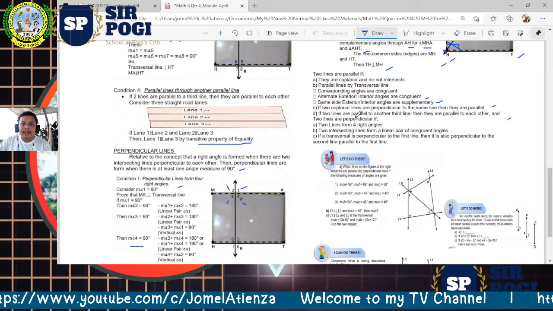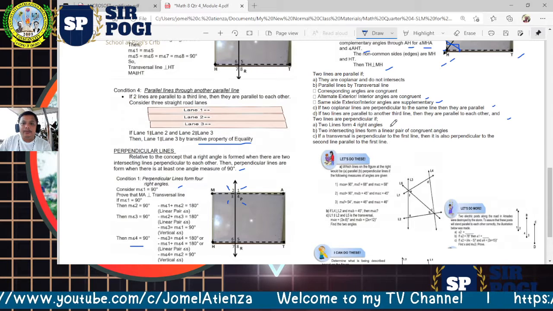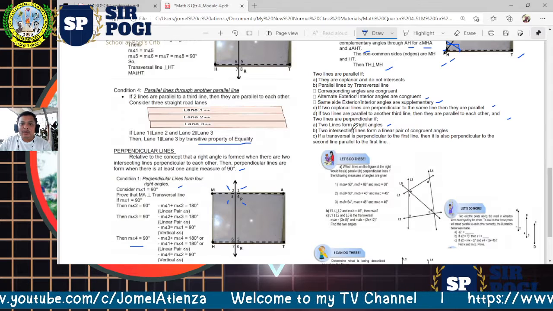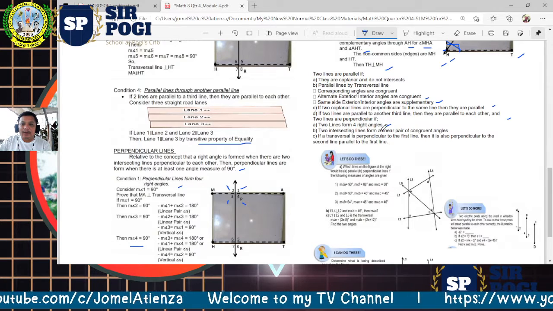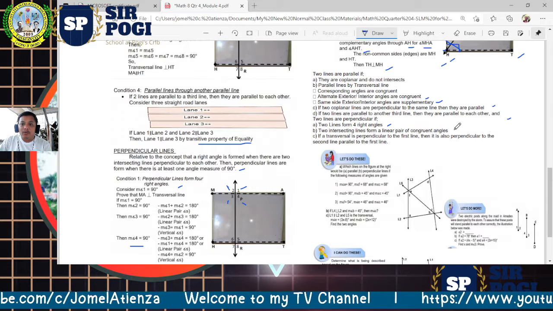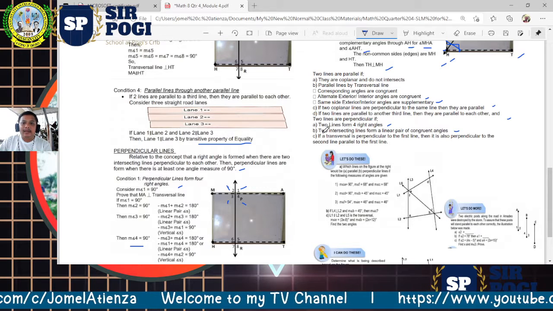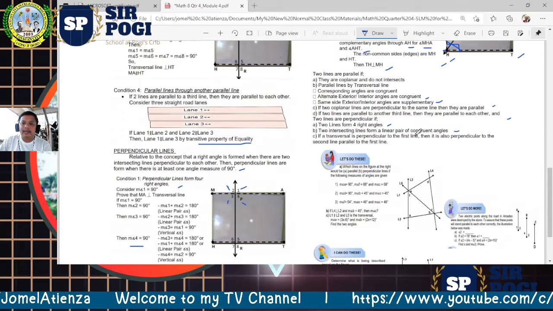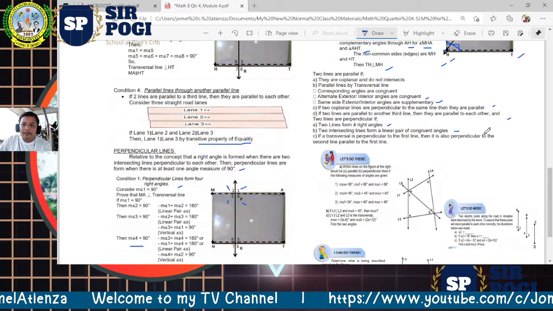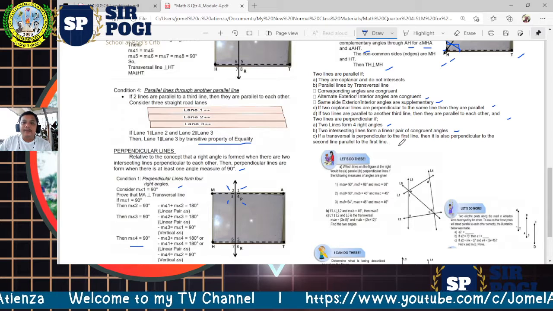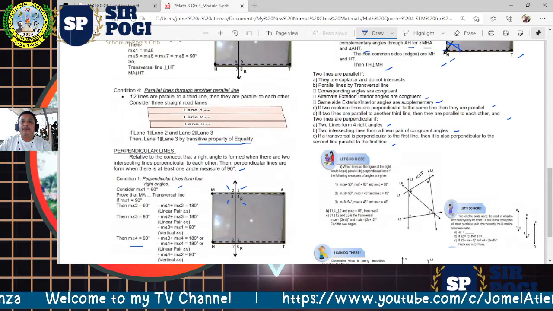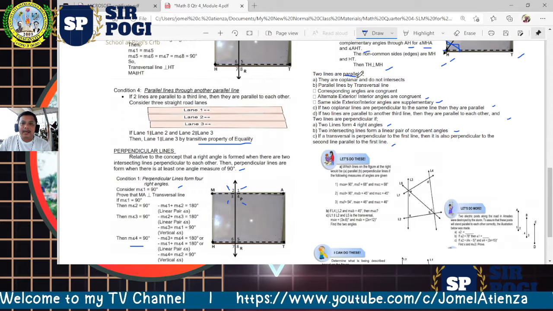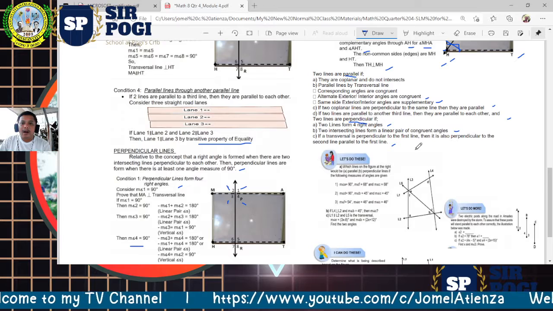And two lines are perpendicular if they form four right angles, if two intersecting lines form a linear pair of congruent angles, and if a transversal is perpendicular to the first line and it is also perpendicular to the second line, then the lines are parallel. So yun po yung ating mga condition ng parallel lines and perpendicular lines.